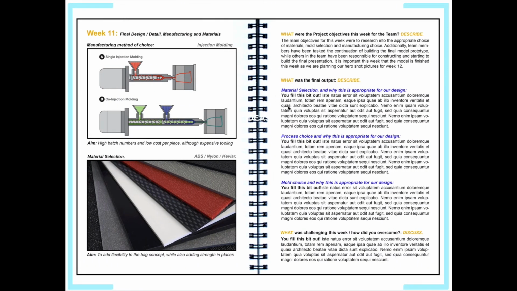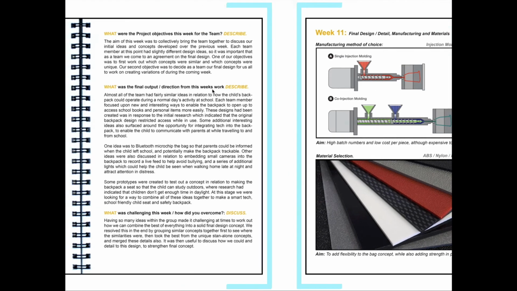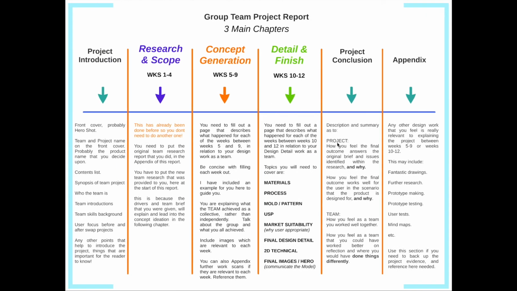Some of them need more description than others, some of them need less description than others, and you don't just have to stick to one page. For week 11 you could do 2 sets of pages if you wanted to. So in week 11 you might write on one of them about materials, process and mold choice, and then in week 11 you might also write about, for example, unique selling point, and the 2D technical drawing might go in here as well, and you might talk about user specification and market needs, things like that, why it suits the market. You can talk to us about this as we move forwards. We'll answer more questions as we move forwards, but it should be fairly self-explanatory once you get into it.